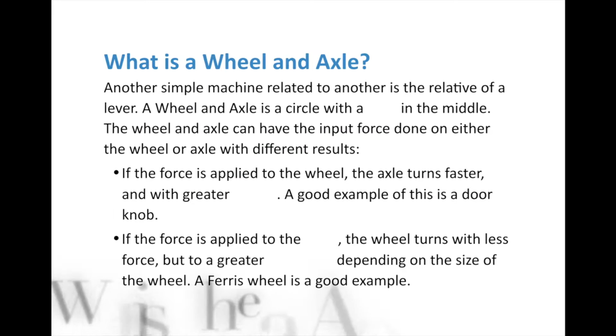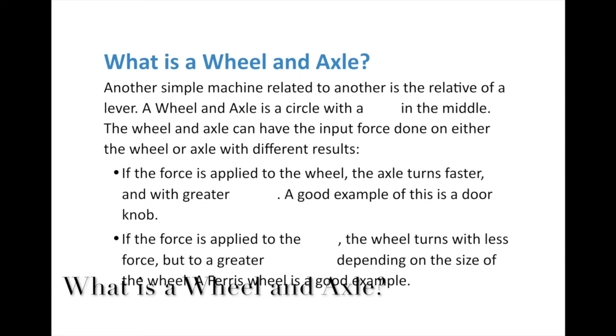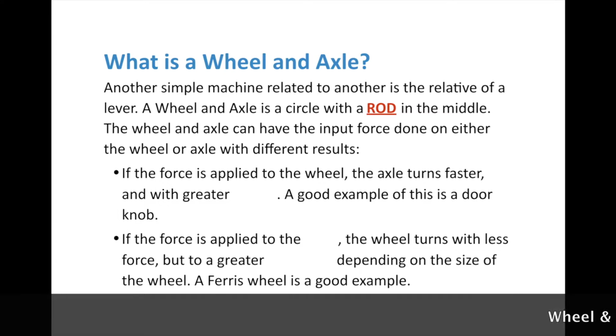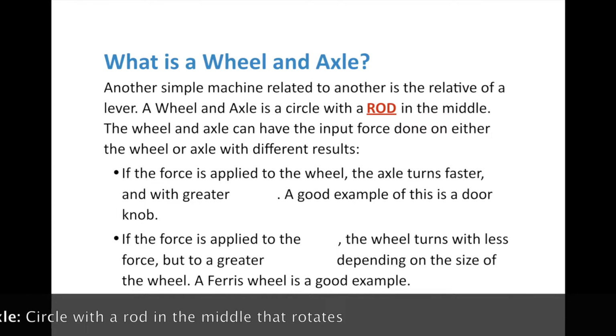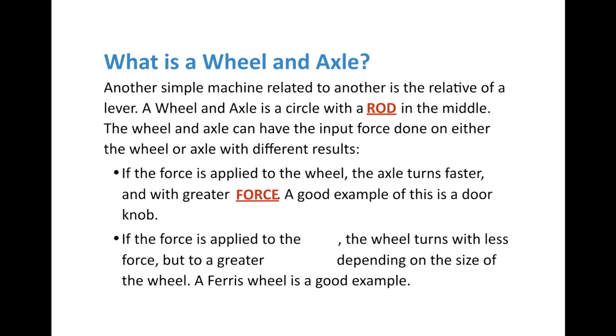Another simple machine related to another is the relative of the lever. A wheel and axle is actually a lever. It's a circle with a rod in the middle. If you think of the rod in the middle as being the fulcrum and the wheel turns, that's a lever. Now, the wheel and axle can have the input force done on either the wheel or the axle with different results. If the force is applied to the wheel, the axle turns faster with greater force.